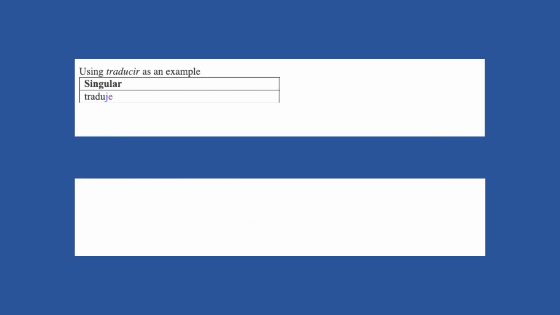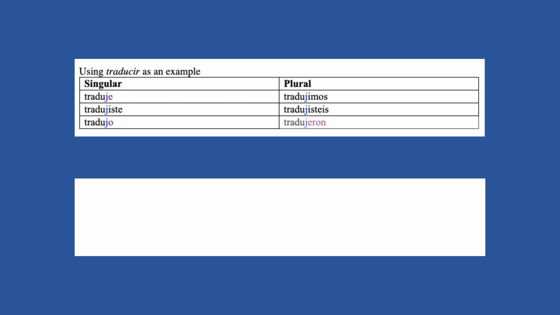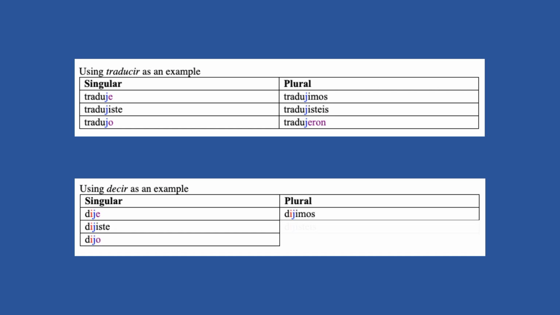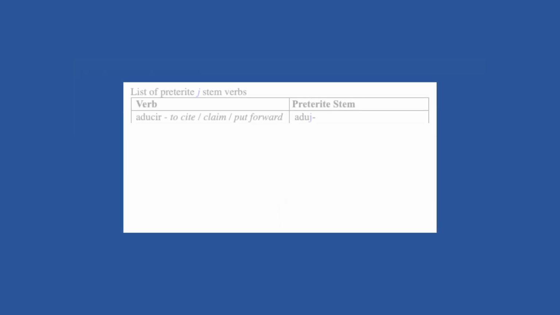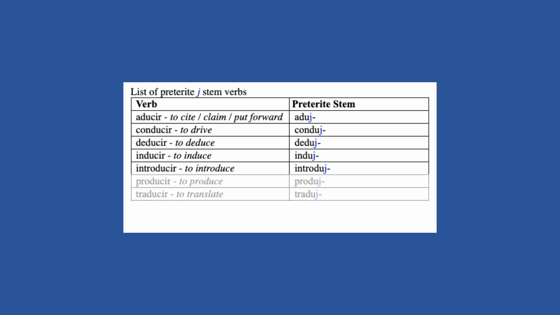For traducir, we have traduje, tradujiste, tradujo, tradujimos, tradujisteis, tradujeron. For decir, we have dije, dijiste, dijo, dijimos, dijisteis, dijeron. And notice that decir also has an E to I stem change, which applies to all forms. These are the preterite stems for various J stem verbs.